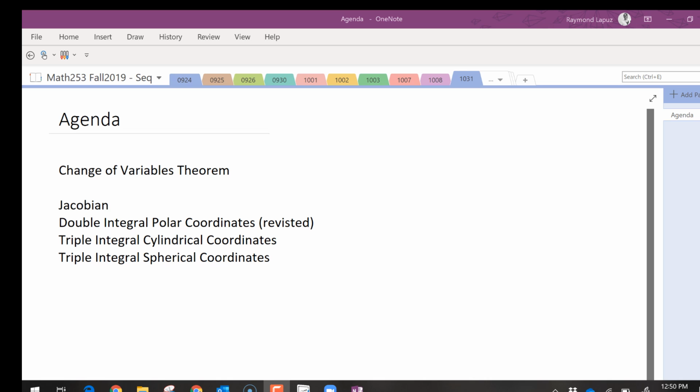Is that what it's called? Diving board, jumping ramp, a ramp onto talking about triple integrals in cylindrical and spherical coordinates.